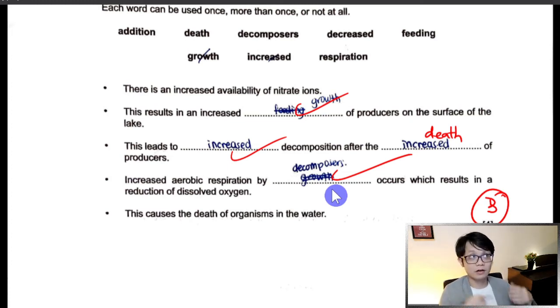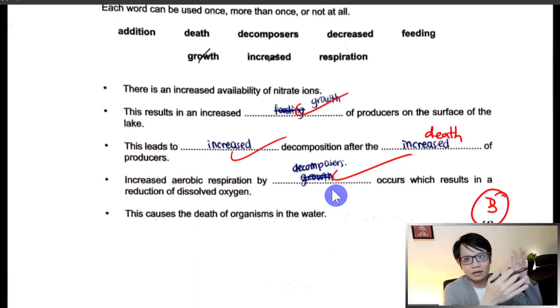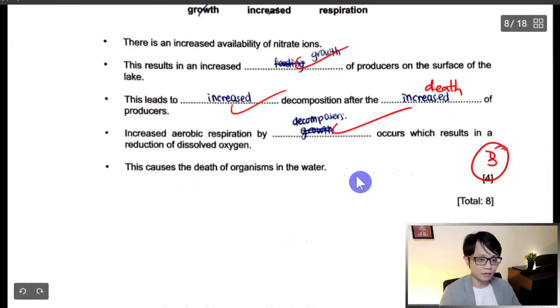If I throw a crop into space where there's no oxygen, it will still decompose, but it will take a longer time compared to putting it on earth, because on earth there is air, there's oxygen, there's water, so it's easier. If a person dies in space, the body will also decompose, but it will take a much longer time. So you get 3 marks for this one.